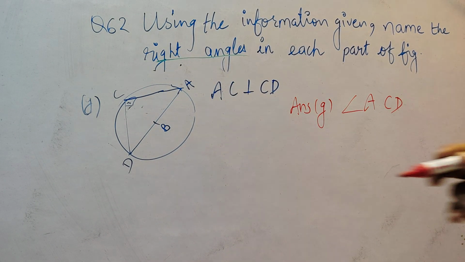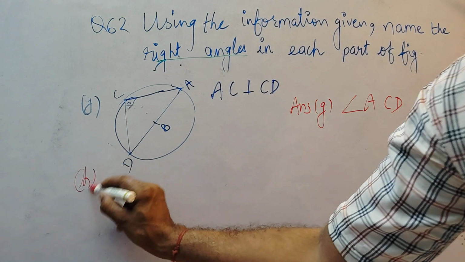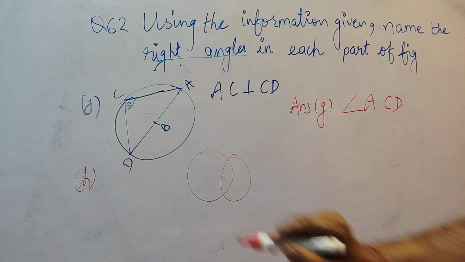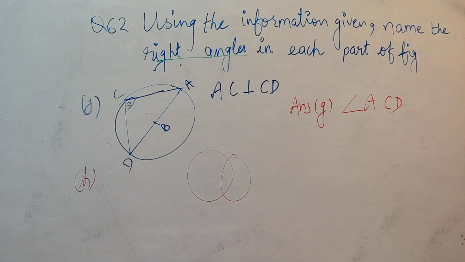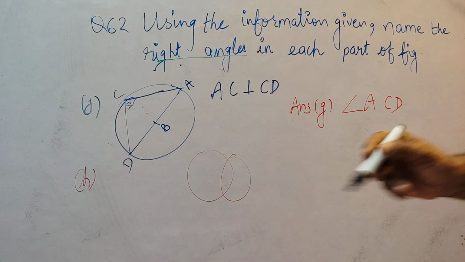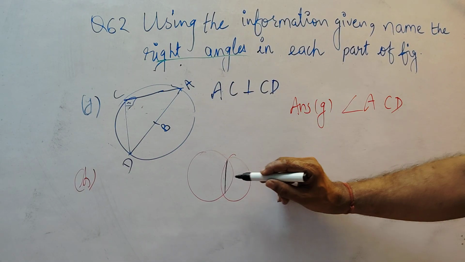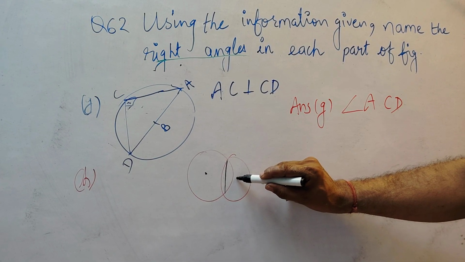Next after G is H part. Two circles are there. A common chord is there between them. And the centers are joined. These are the centers.